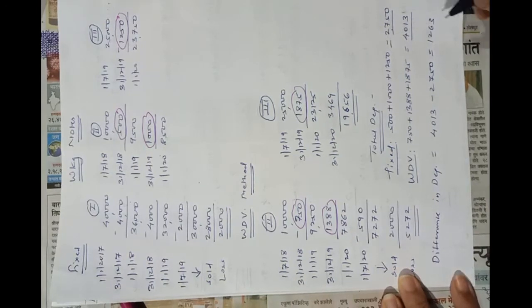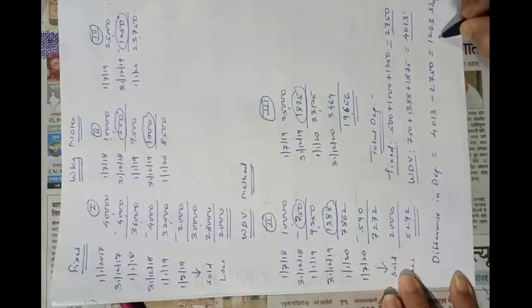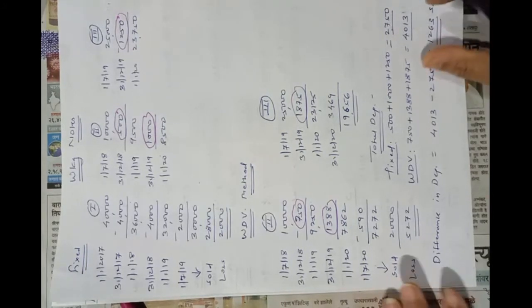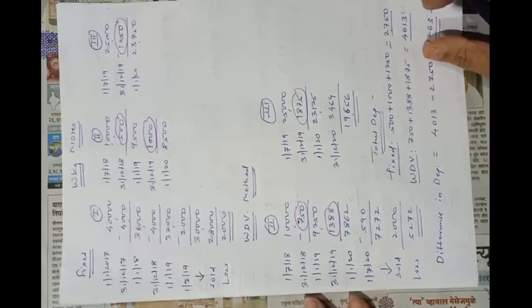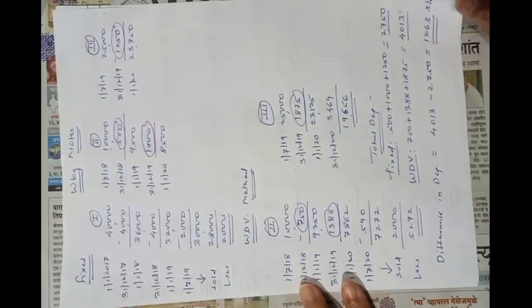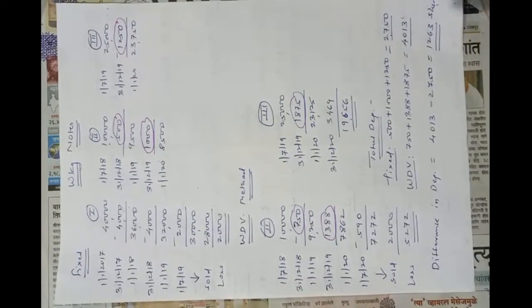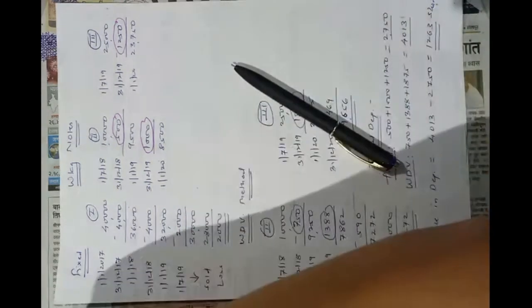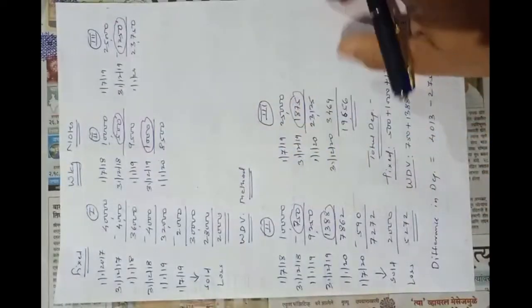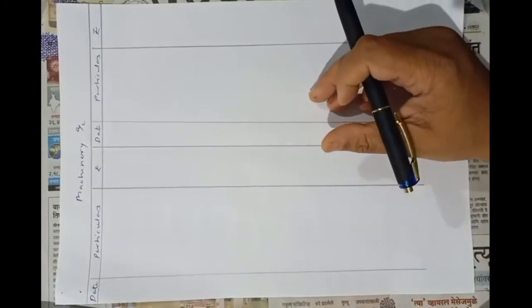So it is short depreciation, and we have to adjust this depreciation in the machinery account to show the retrospective effect. Okay, in this way we have to calculate depreciation in the problem of change of method. And now we will prepare machinery account from this working.